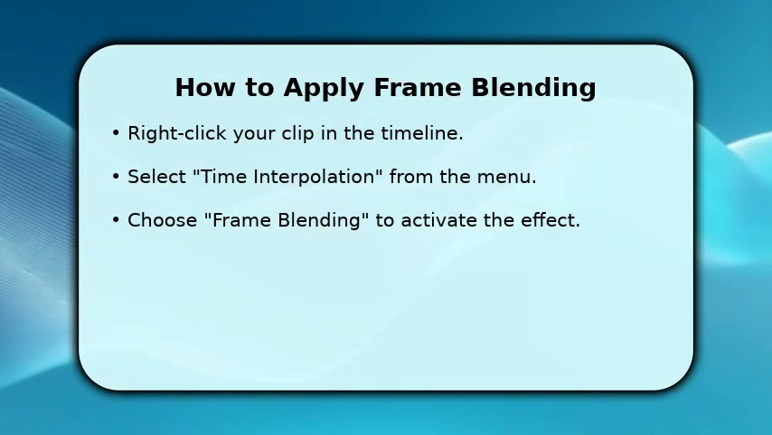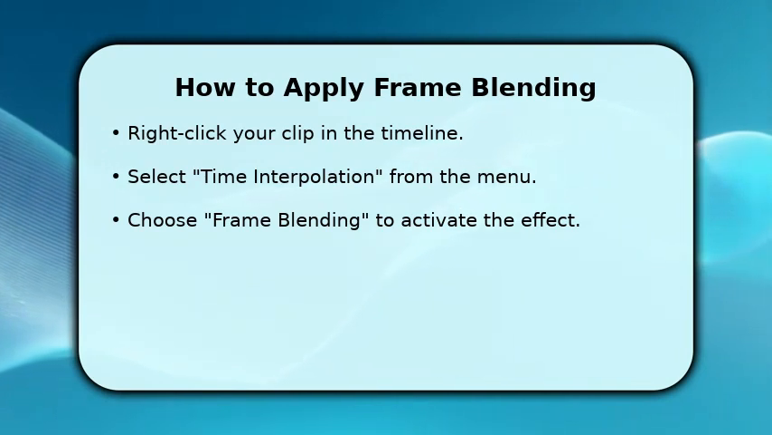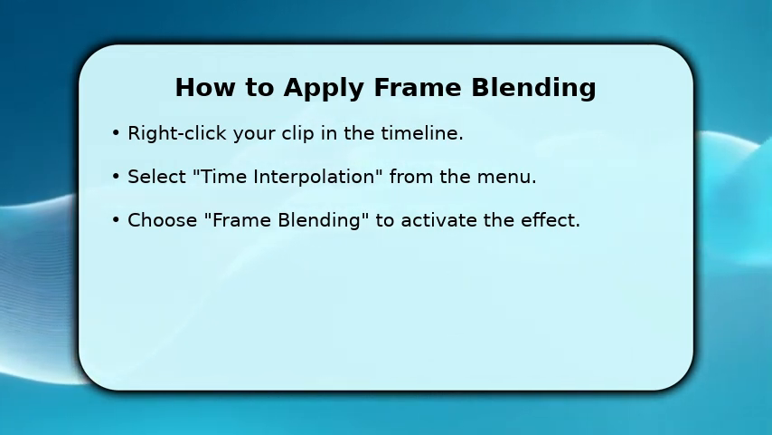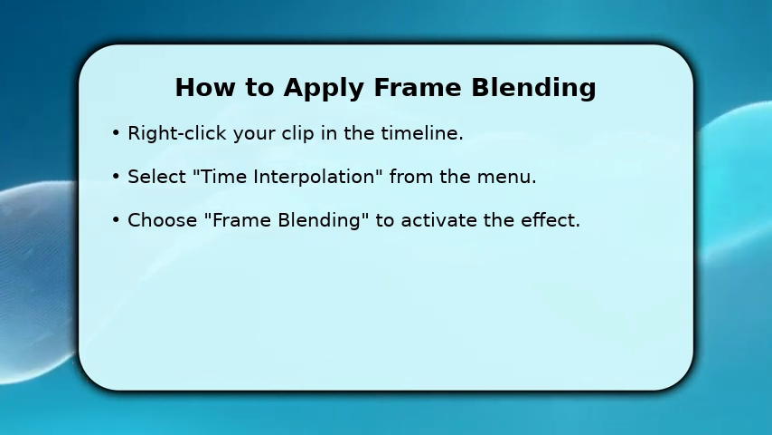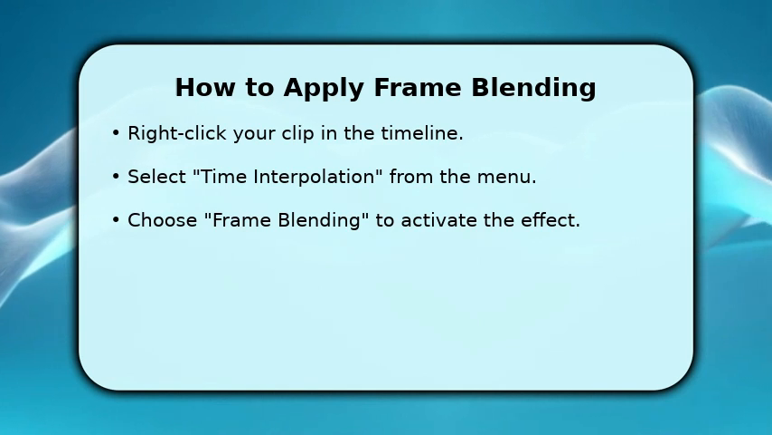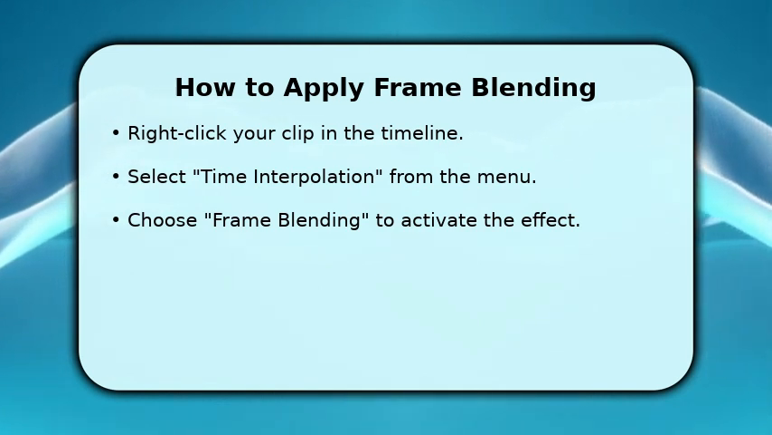To apply frame blending, simply right-click on your desired clip in the timeline. From the context menu, navigate to Time Interpolation. Here, you'll find three options: frame sampling, frame blending, and optical flow. Select frame blending to enable the effect. This method is quick and effective for smoothing out motion, especially when you've altered a clip's speed.